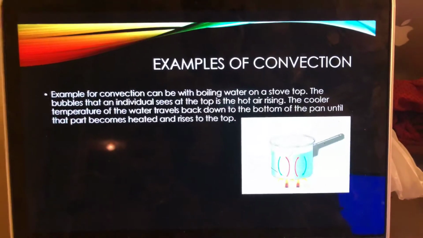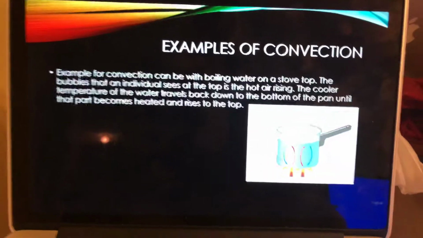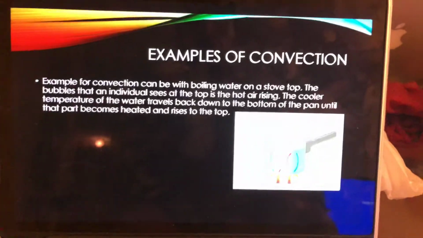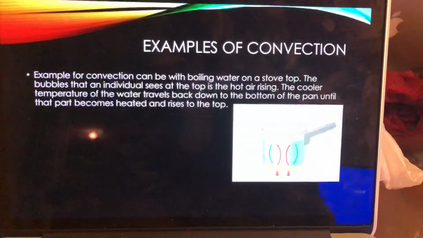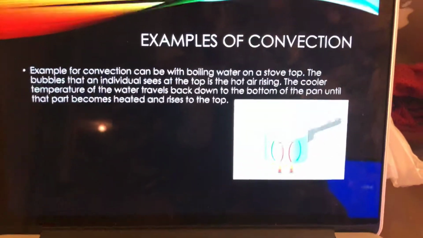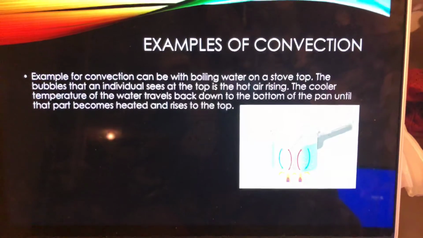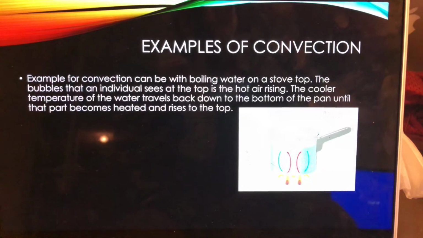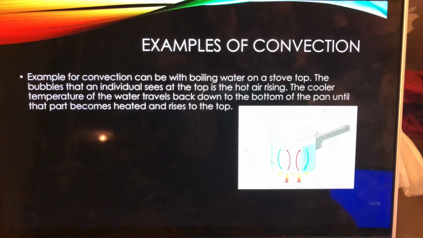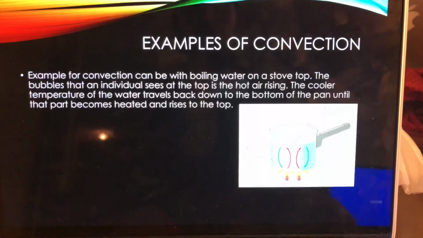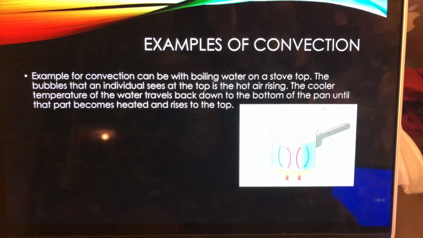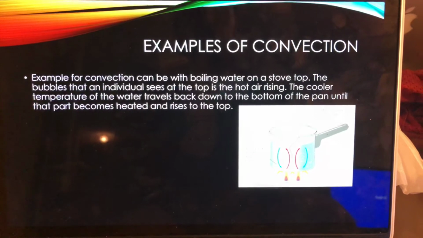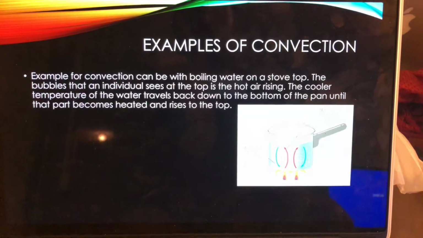So we're going to give examples of convection. Using the same method of the pot or pan on top of the stove, this time we are going to put water into it. And we are going to change the temperature of the stovetop to maybe high, just so we can get the water to boil. And the bubbles that an individual sees at the top of the heat is hot air rising.